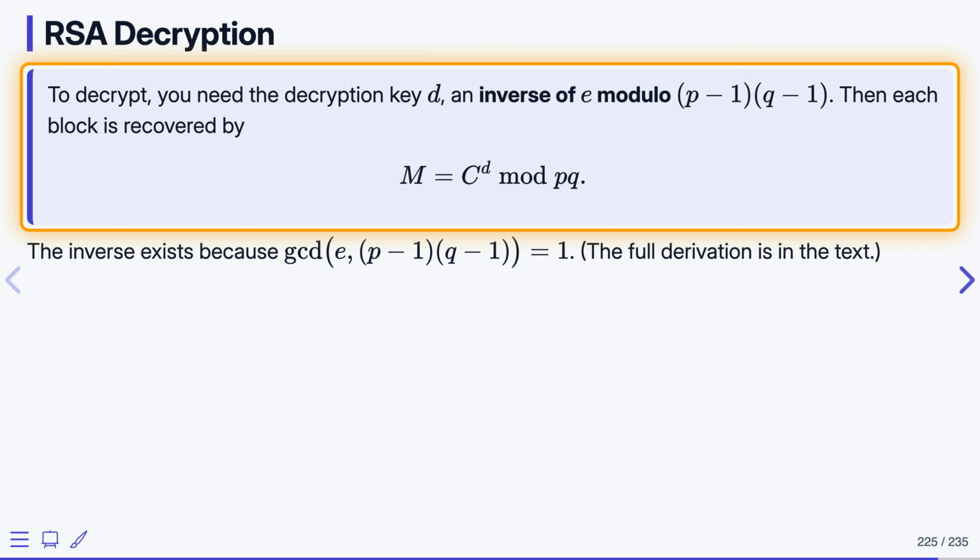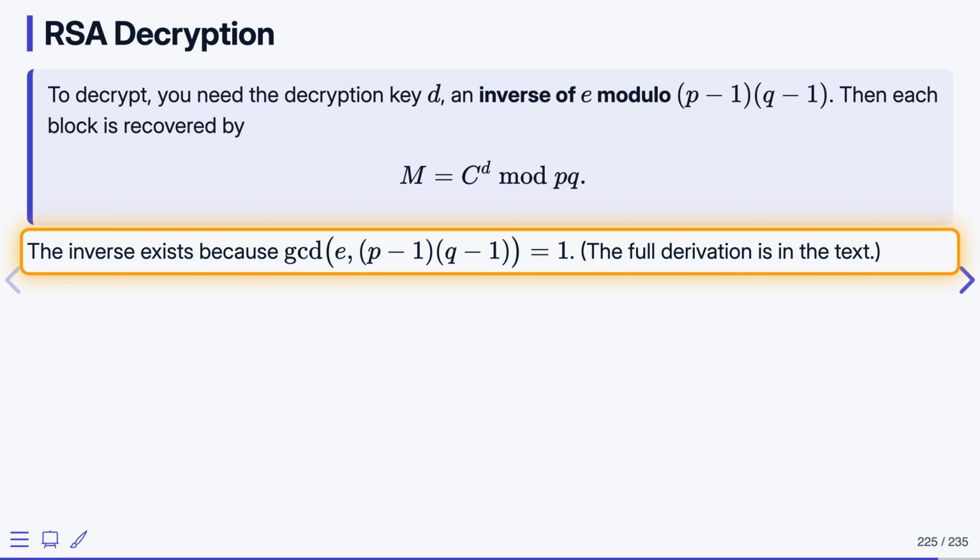Now the reverse. To unlock an RSA message, you need a special number D, the decryption key. It is an inverse of E modulo the product P-1 times Q-1. Once you have D, you unlock each block with one formula. M equals C to the power D mod P times Q. An inverse exists exactly because we chose E to be relatively prime to that product. So the condition we imposed back when building the key is what makes decryption possible now. The book gives the full derivation.